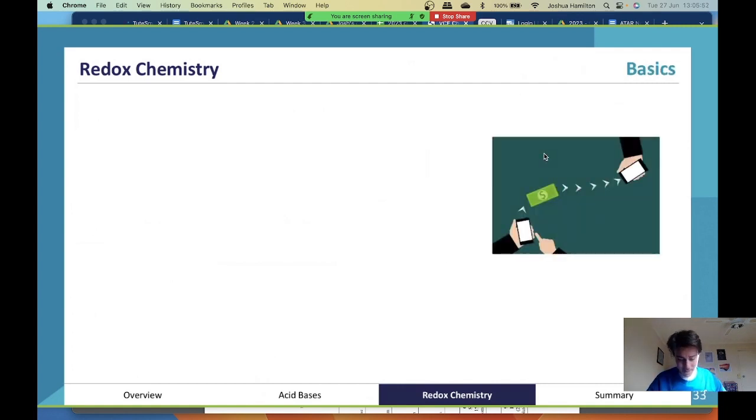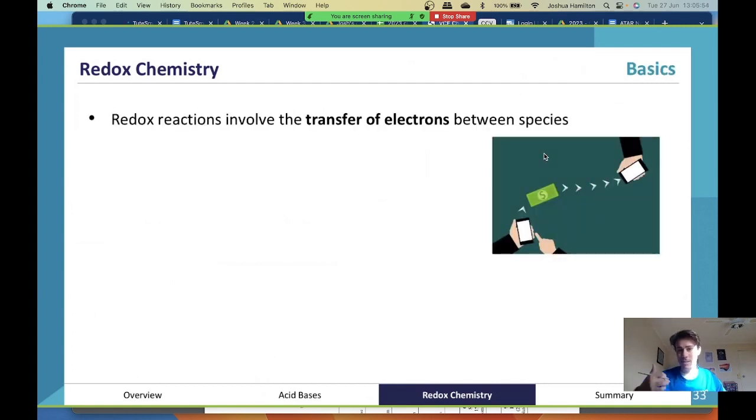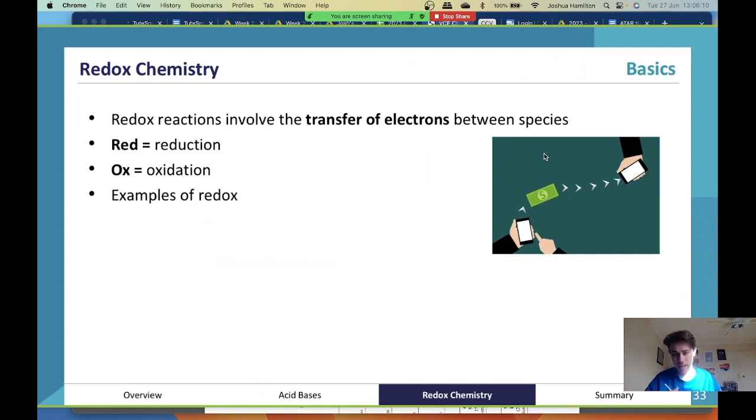So redox is basically a concept that involves the transfer of electrons. It's kind of like how we transfer money. Redox involves transferring electrons. Electrons are like the currency of our molecules. So red means reduction, ox means oxidation. These are the two key things that happen.